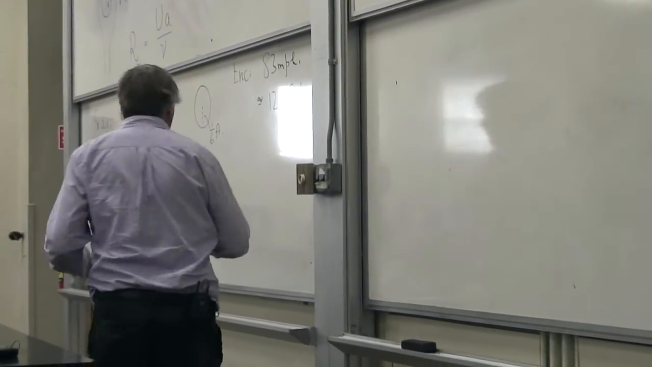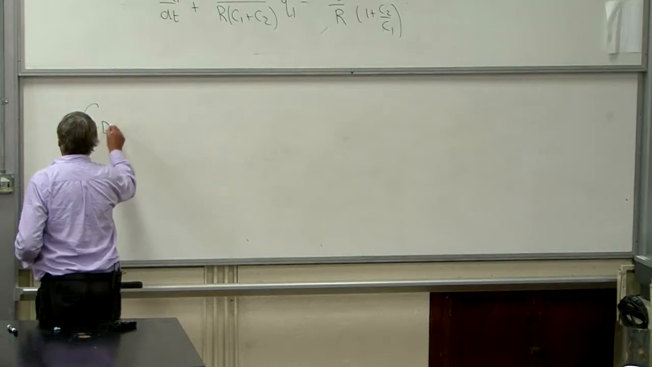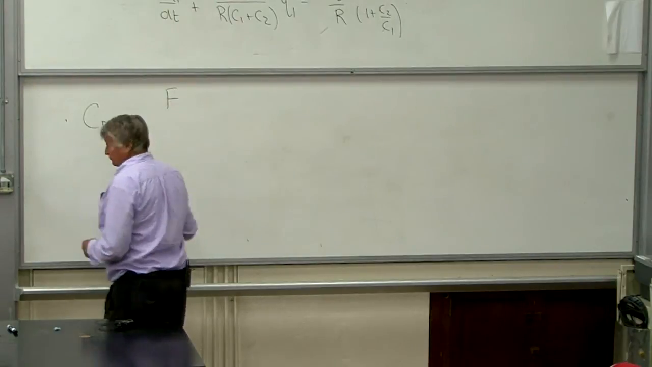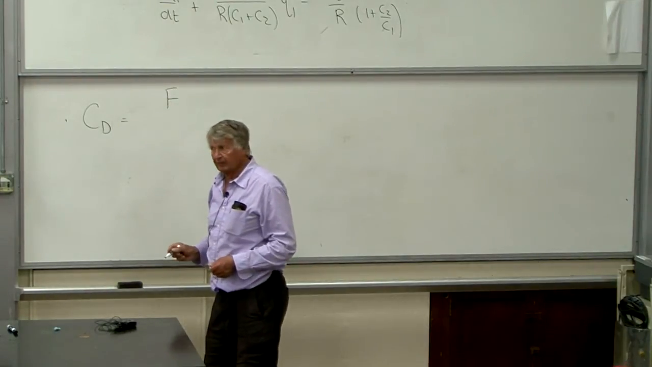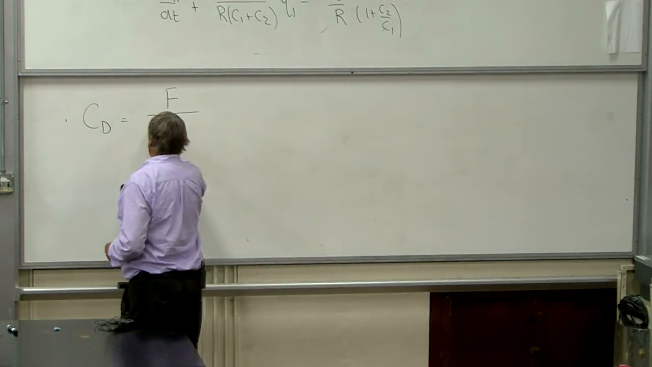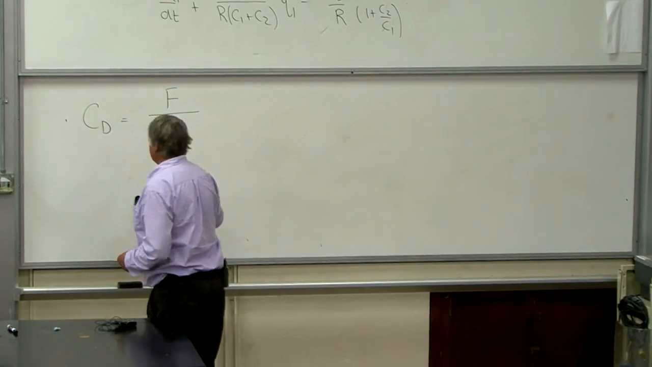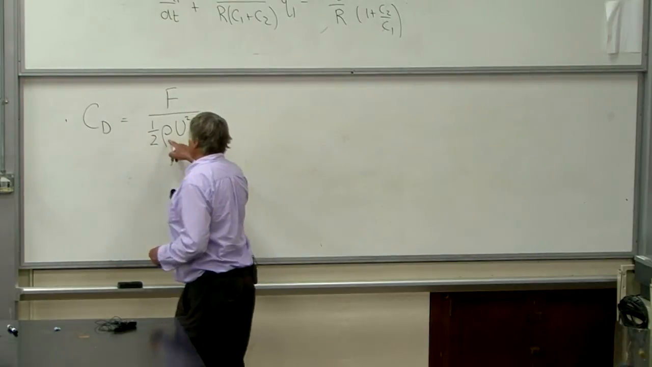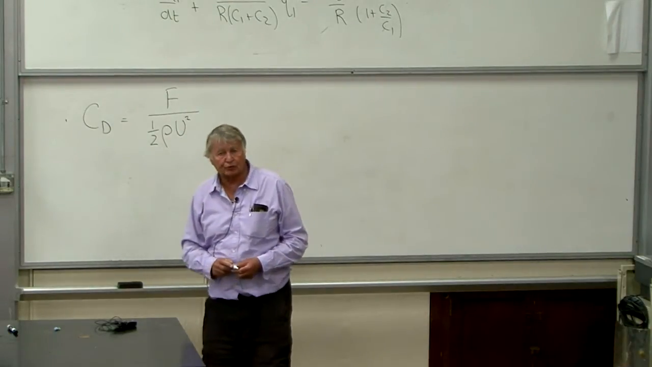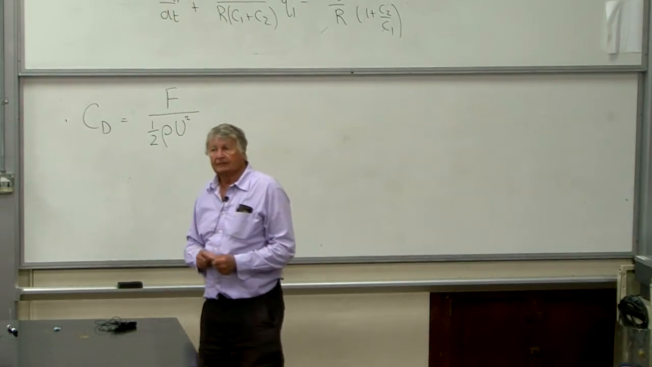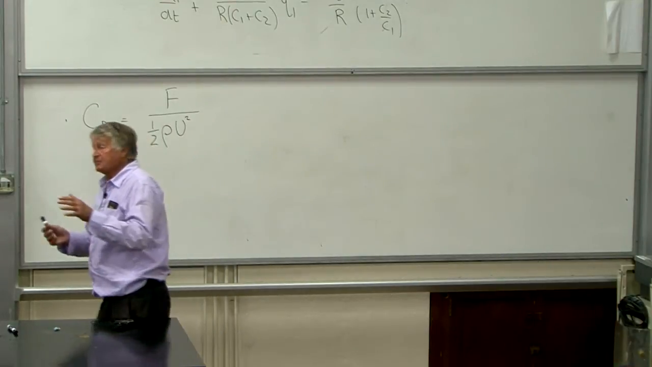But roughly, the drag coefficient is the friction force made dimensionless by dividing by a half the density times u squared. This is roughly a measure of pressure. For instance, what keeps an aeroplane up?